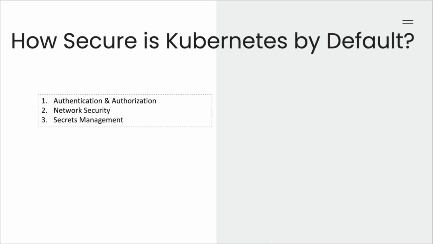Secrets management: again, secrets are base64 encoded by default. It's not encryption, right? It's encoding and can be easily decoded. So the built-in mechanism called Secrets for storing sensitive information is not good enough.